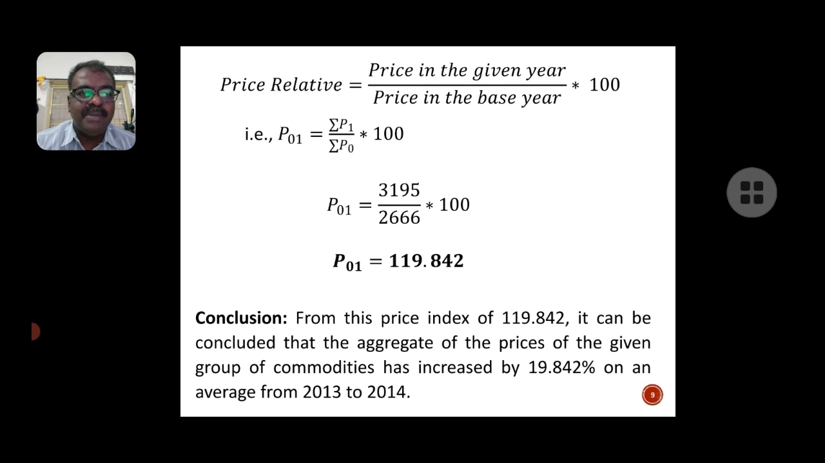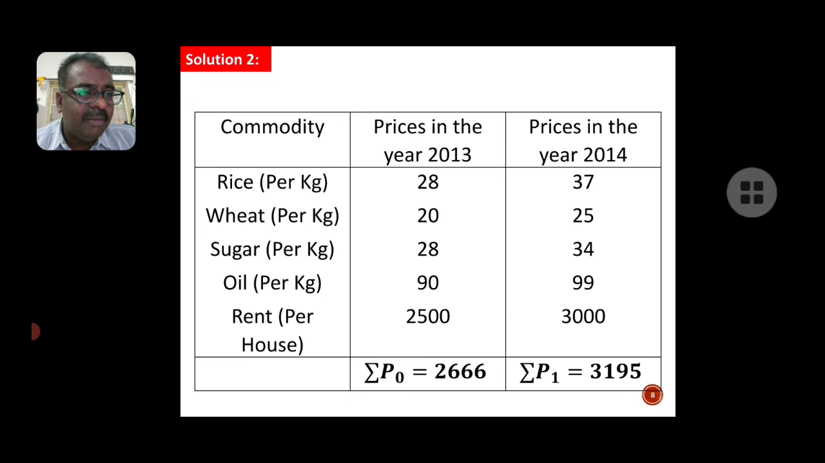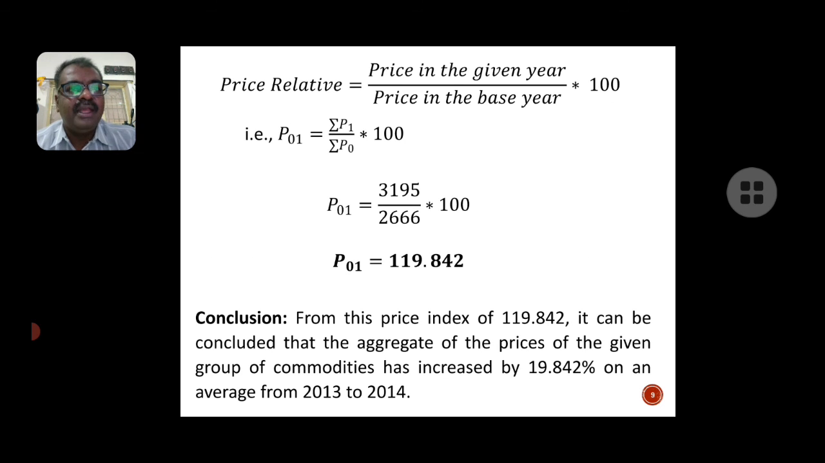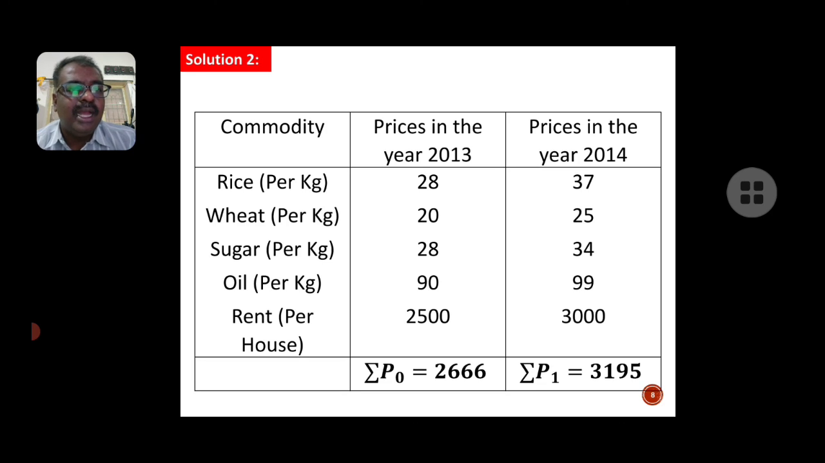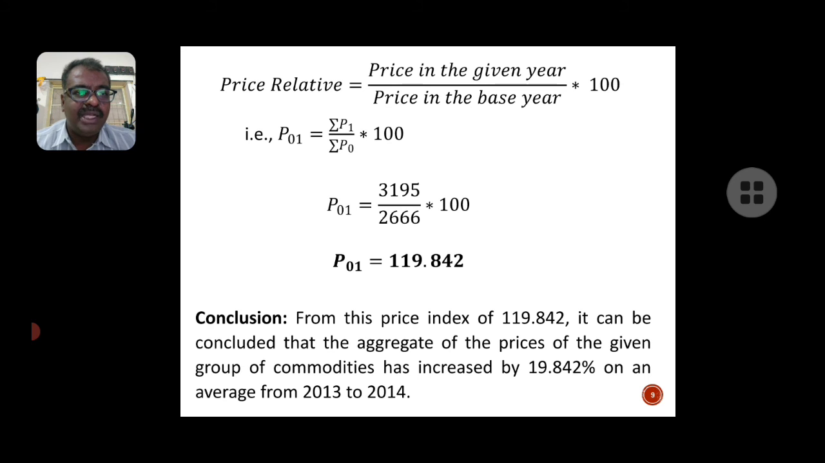Next we apply our formula. P01 is equal to sigma P1 divided by sigma P0 into 100. So P01 is equal to sigma P1, that is 3195, divided by sigma P0, which is 2666, into 100. Our new price index for the year 2014 is 119.842.